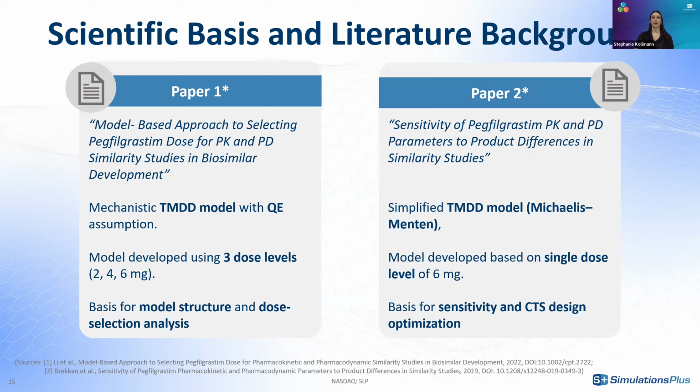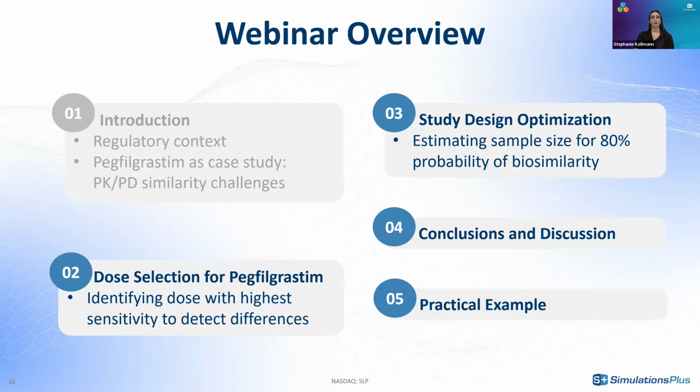So for our analysis, we used the model from the first publication as the foundation for all simulations. And together, these studies provide both the mechanistic understanding and the quantitative tools that we applied in our case study. So now let's move to the first part of the analysis, selecting the optimal pegfilgrastim dose to detect potential PK and PD differences.